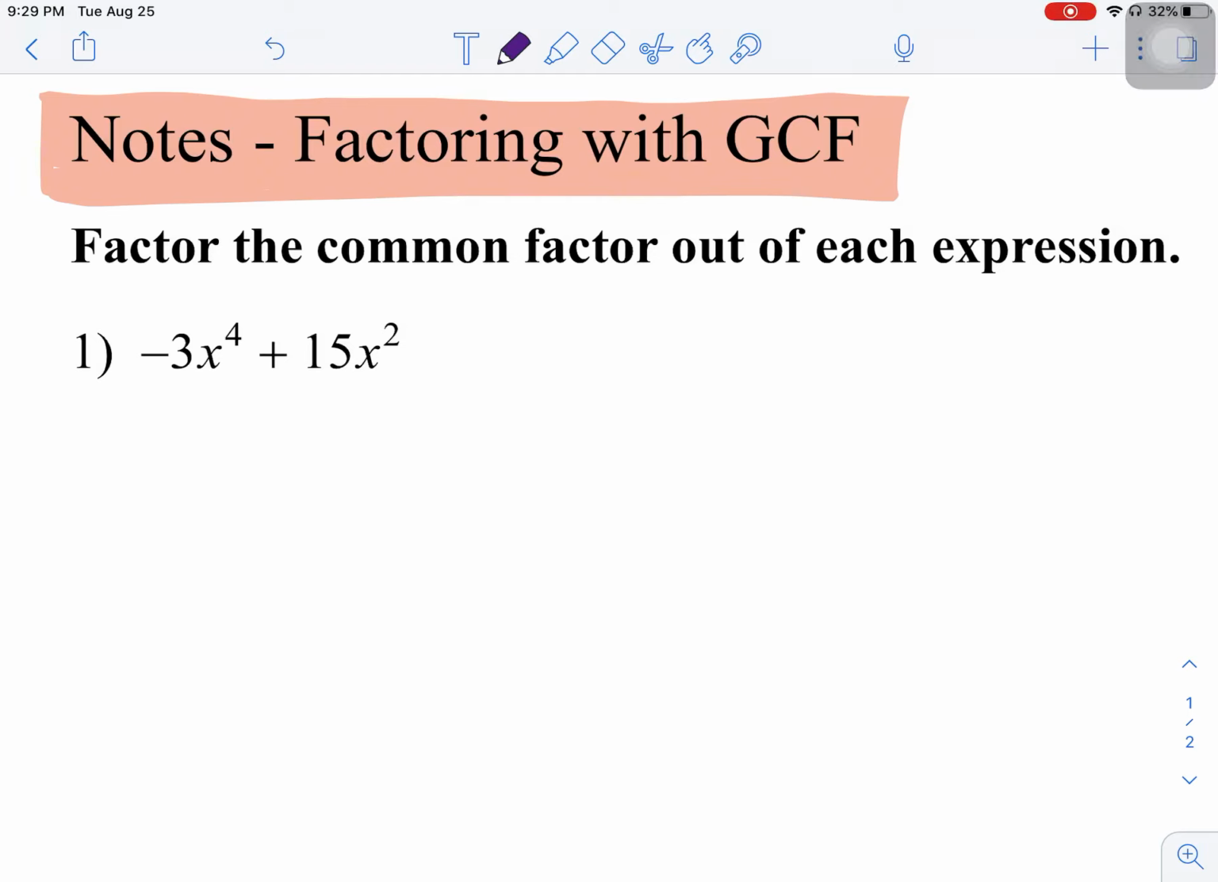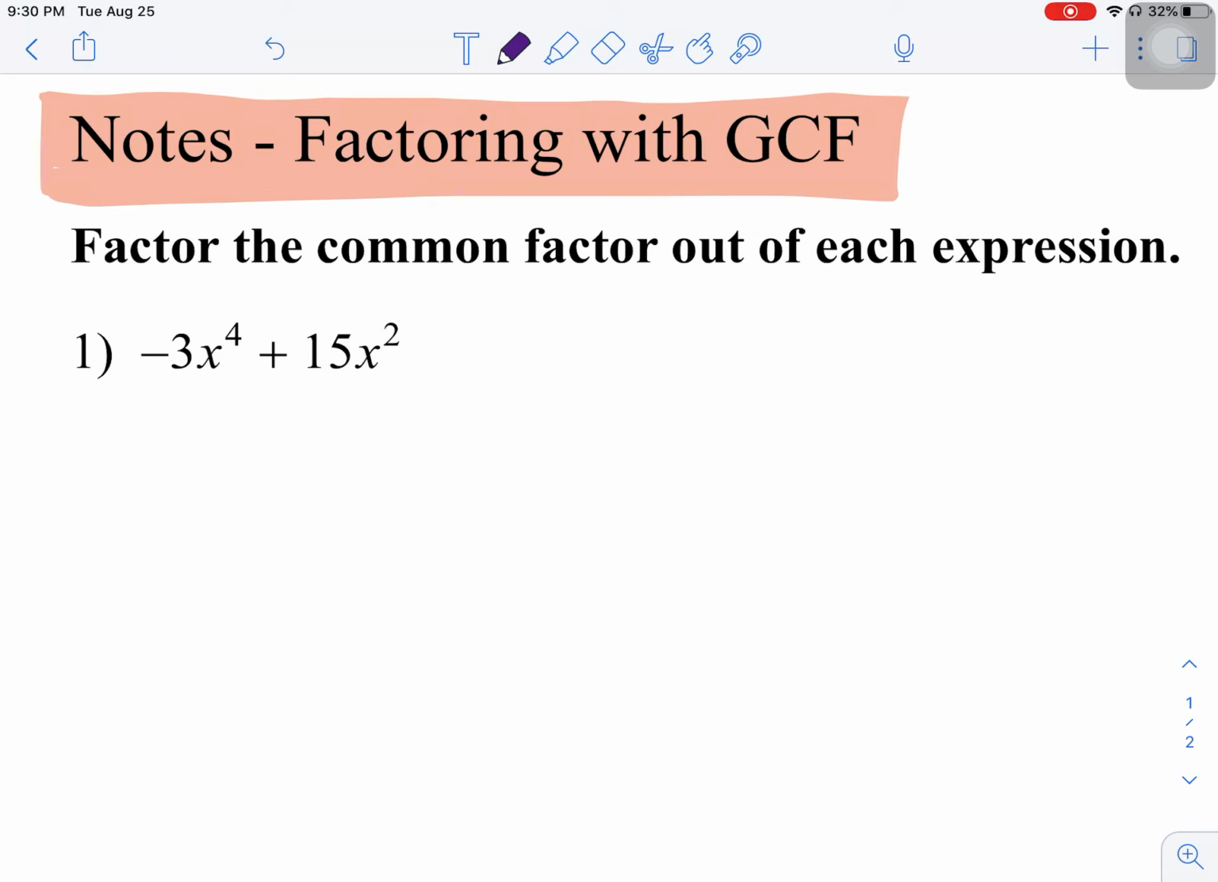In this video, I'm going to show you multiple methods for how to factor polynomials, but just doing factoring with a GCF. So the first problem we have here is negative 3x to the fourth plus 15x squared. And one of the methods that you can do is actually to write out all of the factors for each of the terms in your problem.